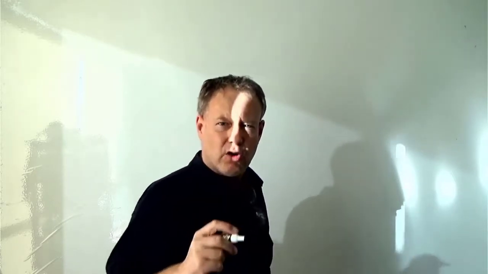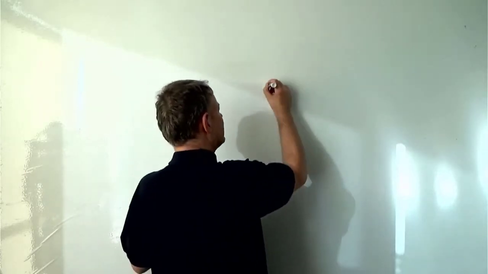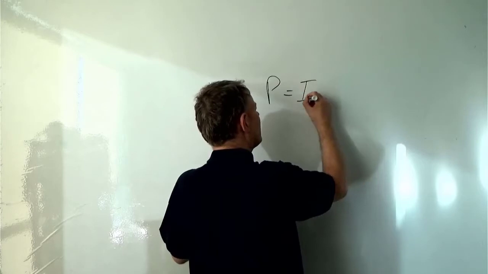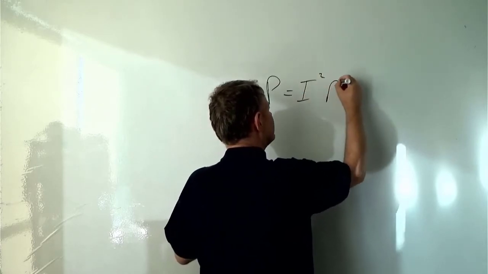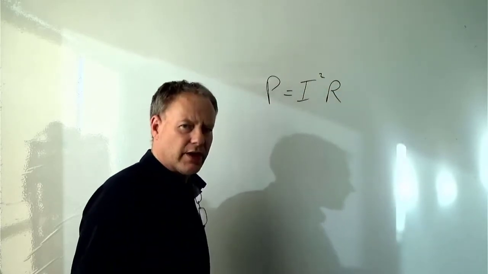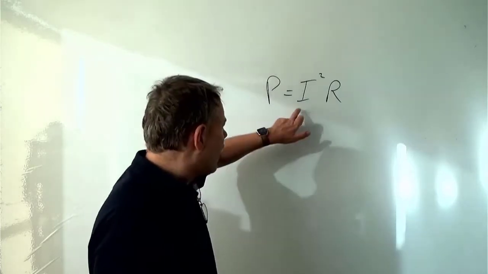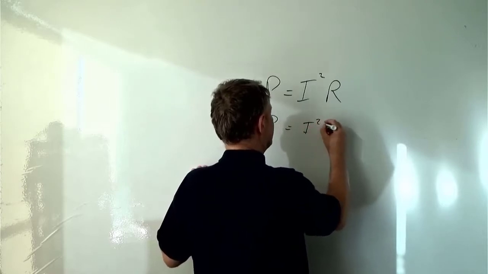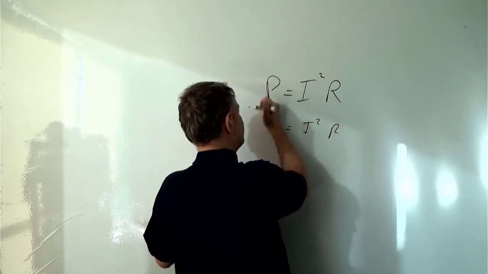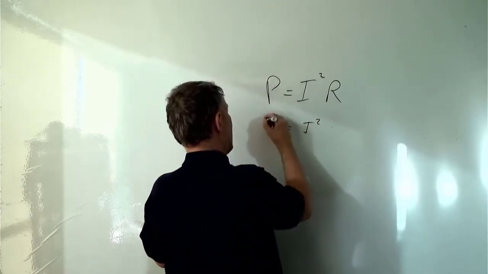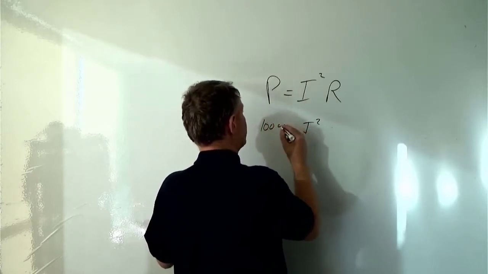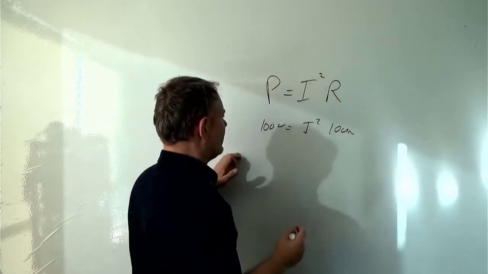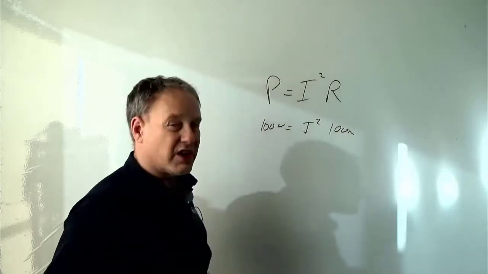So if I'm solving for current, let's say I know my power and I know my resistance, but I don't know my current. I'm not just going to write P equals I squared R and put my numbers in. Let's say I had 100 watts and my resistance was 100 ohms. Essentially my current's just going to be 1 amp.